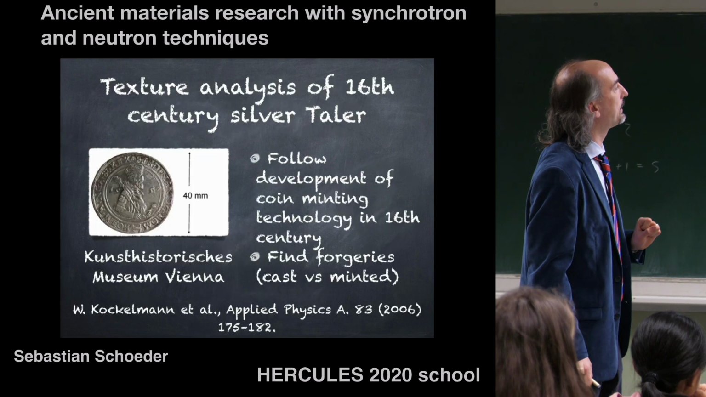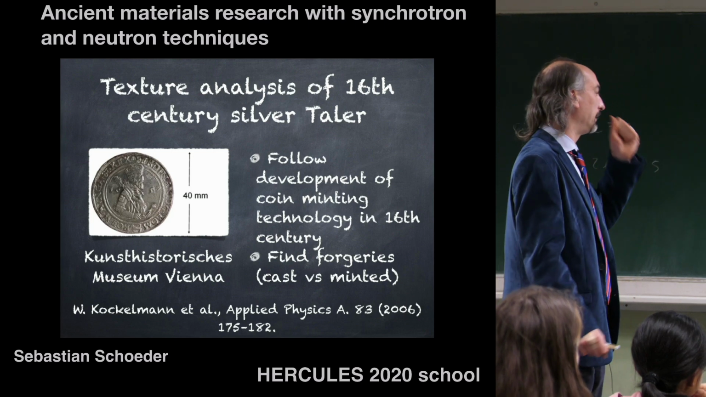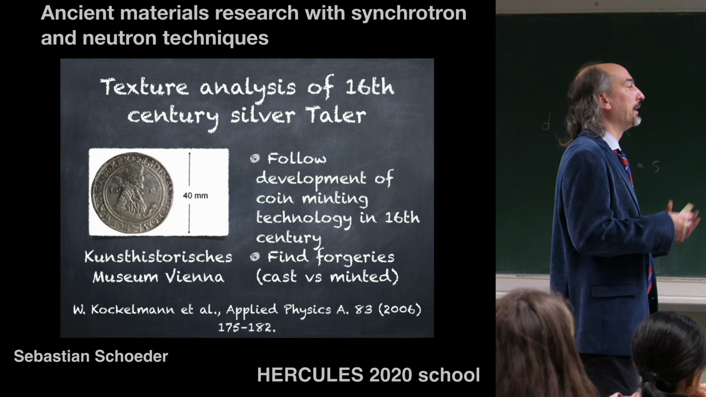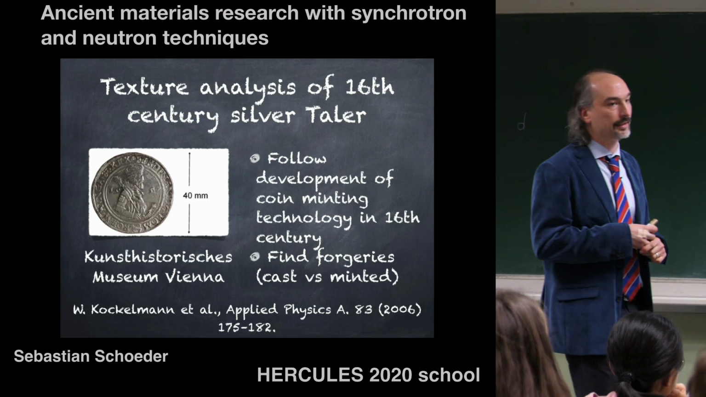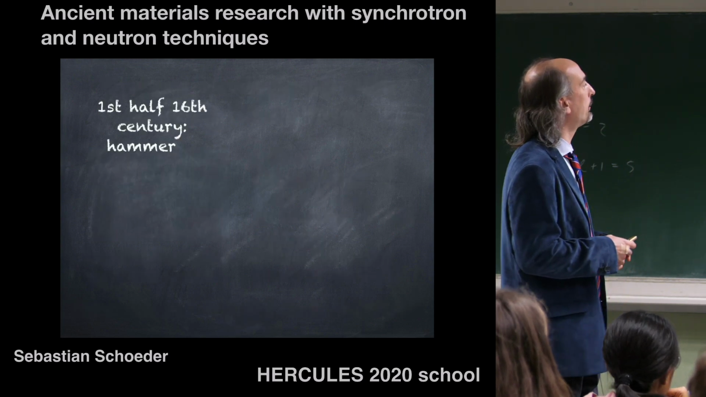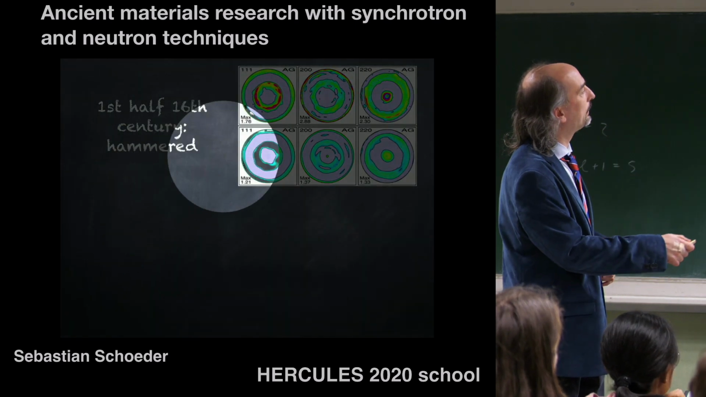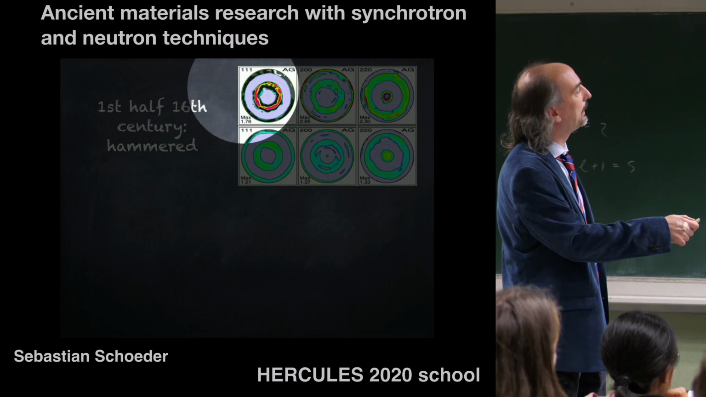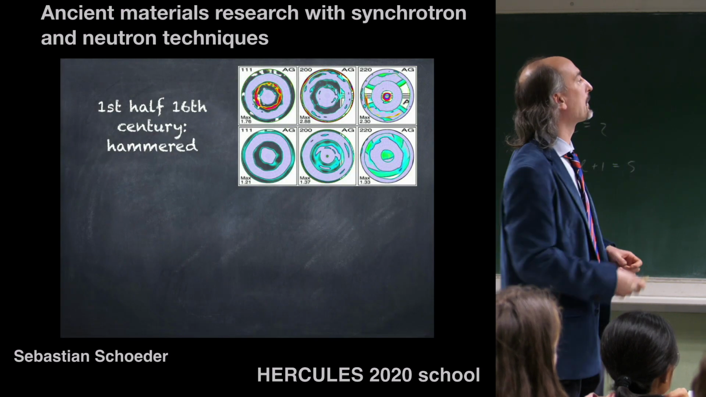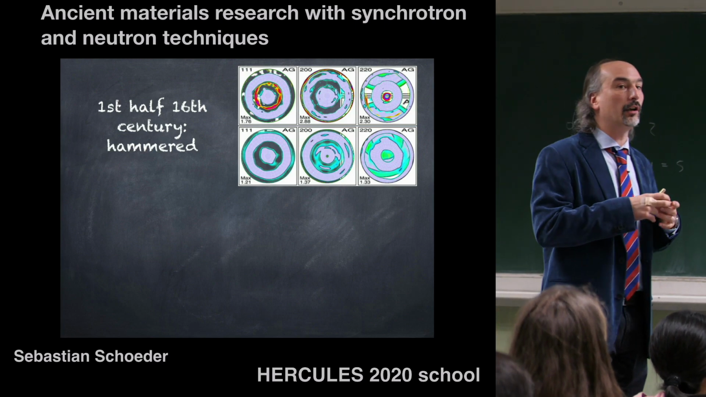The example I want to show you has been done on silver coins, more specifically silver thalers from the Kunsthistorische Museum in Vienna. The scientists here wanted to follow the development of coin minting technology in the 16th century. So we're going to start with coins from the early 16th century, and here we're going to get this type of texture. You can see the orientation of certain silver planes, the 1,1,1 plane, the 2,0,0 plane, the 2,2,0 plane, with respect to the surface of the coin. And you can see here we get rings. So this is typically what I showed you before, the typical signature of a hammered sample.